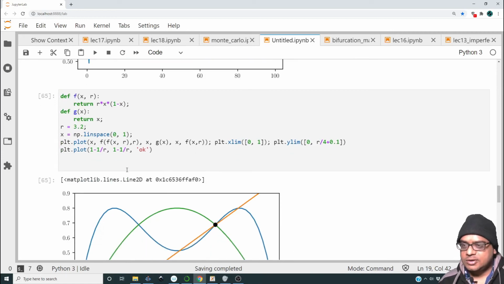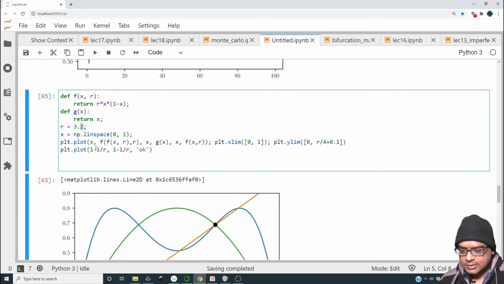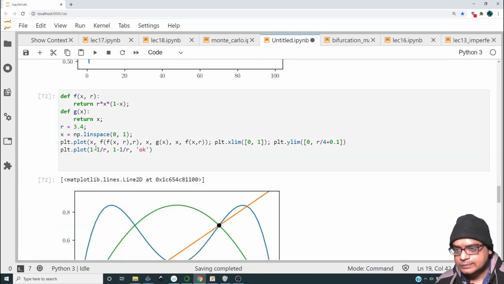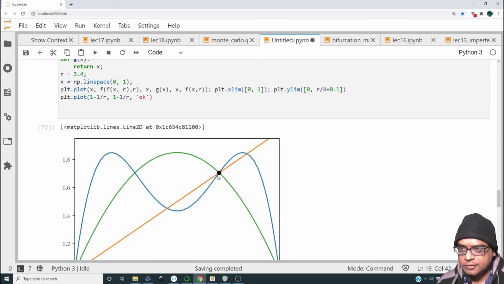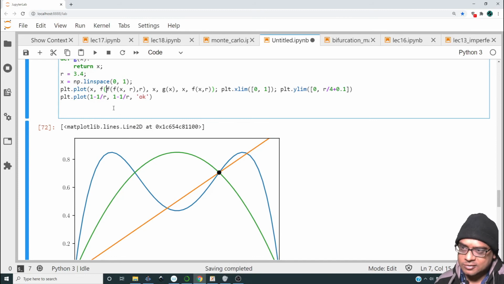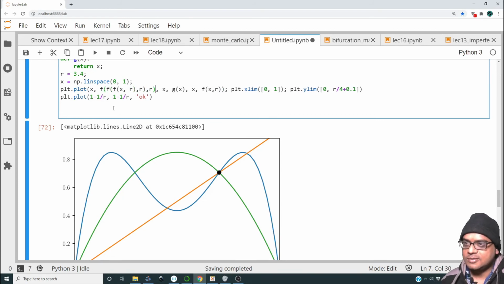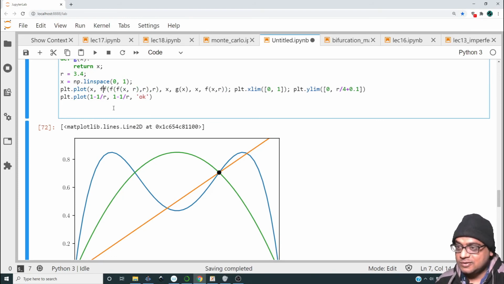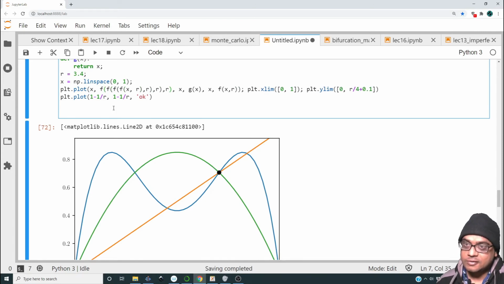So now let us increase the value of the parameter. Okay, so now at a certain point it will also become unstable, so probably we have to plot f of this, because we see that the period becomes 4, so we need to plot f of f of f of f of x.